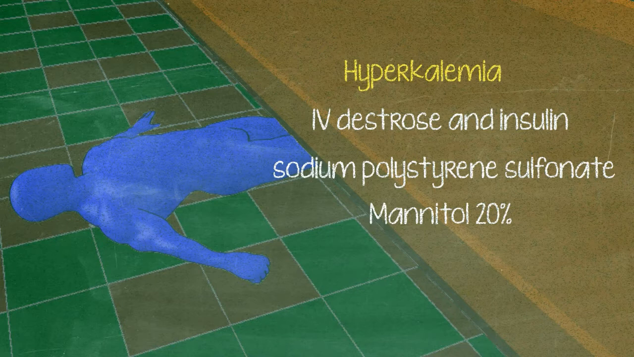K-Xylate, or sodium polystyrene sulfonate, is a potassium binder. It is indicated in the longer-term treatment of hyperkalemia, but because of its relatively delayed onset of action, it has limited utility in the emergency setting. There's plenty of time to gather appropriate labs and have expert consultation prior to administration of K-Xylate. Once ongoing urinary production has been verified, mannitol 20% may be considered.